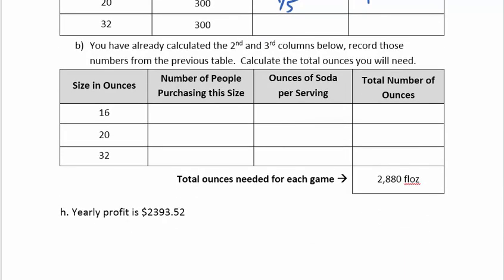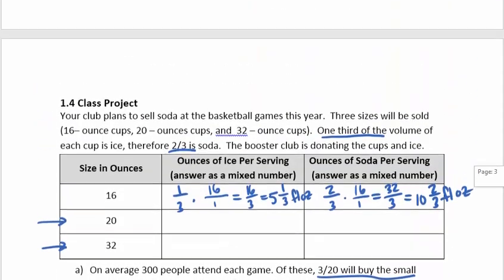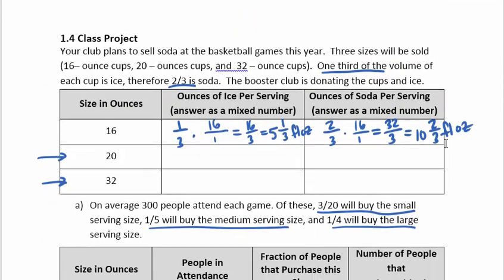Okay. Part B, you calculated the second and third columns. Record the numbers from the previous table. Okay, so we already know this. We already know from the previous table the number of people that are going to buy this size. That we said was 45. We know the ounces of actual soda in that as well. If we go back up here to part 1, we know in a 16-ounce cup there's actually 10 2/3 ounces of soda.